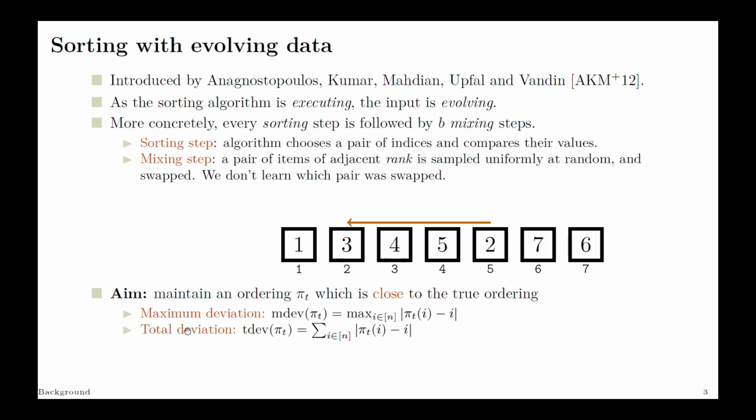Another metric we care about is the total deviation, which is the sum of these distances of the elements to their targets. And it's known that this is within a factor 2 of the Kendall tau distance.